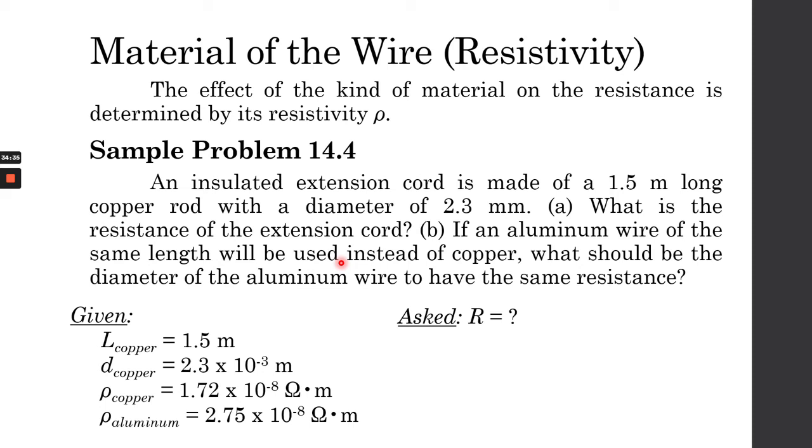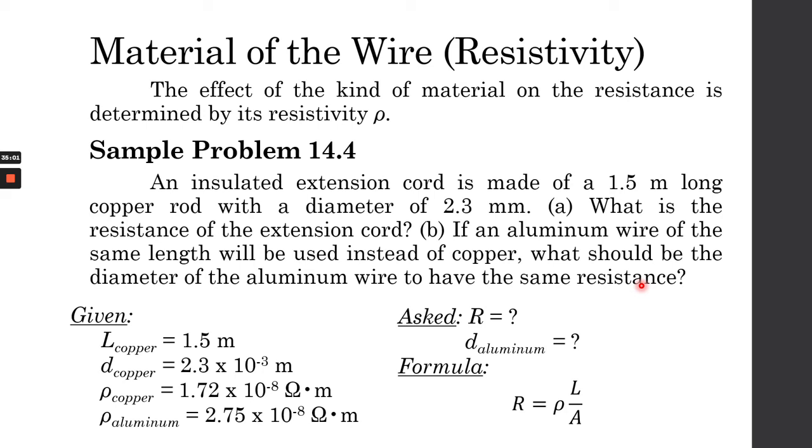So, ang tinatanong niya is, ano yung resistance ng copper rod? And pangalawa, ano yung diameter dapat ng aluminum if we change the copper into aluminum? And gaano dapat kalaki or kakapal or kanipis yung aluminum para magkaroon tayo ng same resistance.